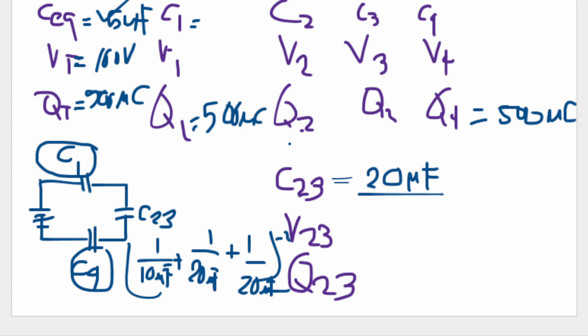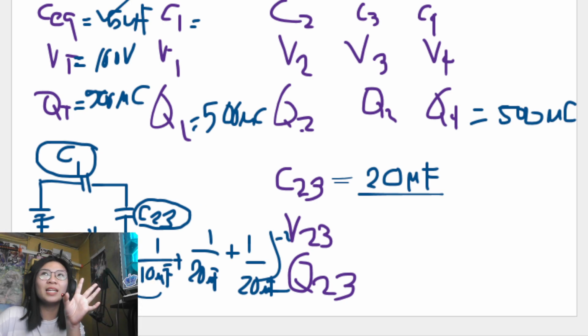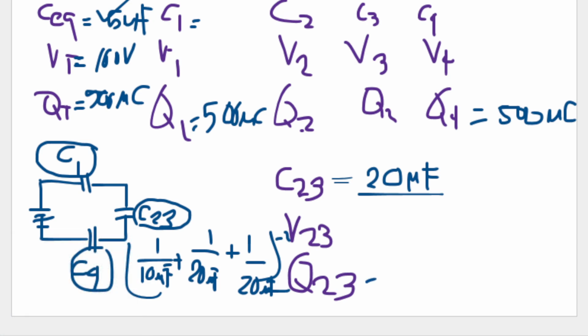But not Q1 and Q2 and Q3. That is because C23 is in series with C1 and C4. I hope you understand that. Since C23 is in series with C1 and C4, it also has the same Q as theirs. That's why instead of Q3 and Q2, the 500 microcoulomb goes to Q23.